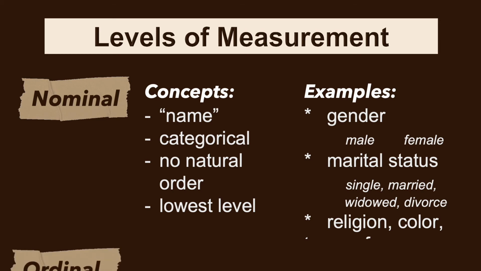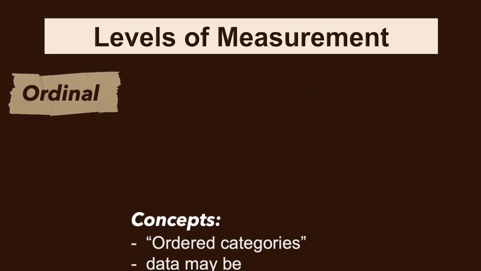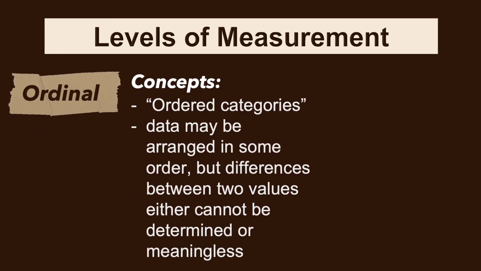Now, the second one is the ordinal. This time, it has resemblance with nominal. The expected answers can also be words. However, this time, answers can now be arranged, okay? Ordered categories. This one is important.